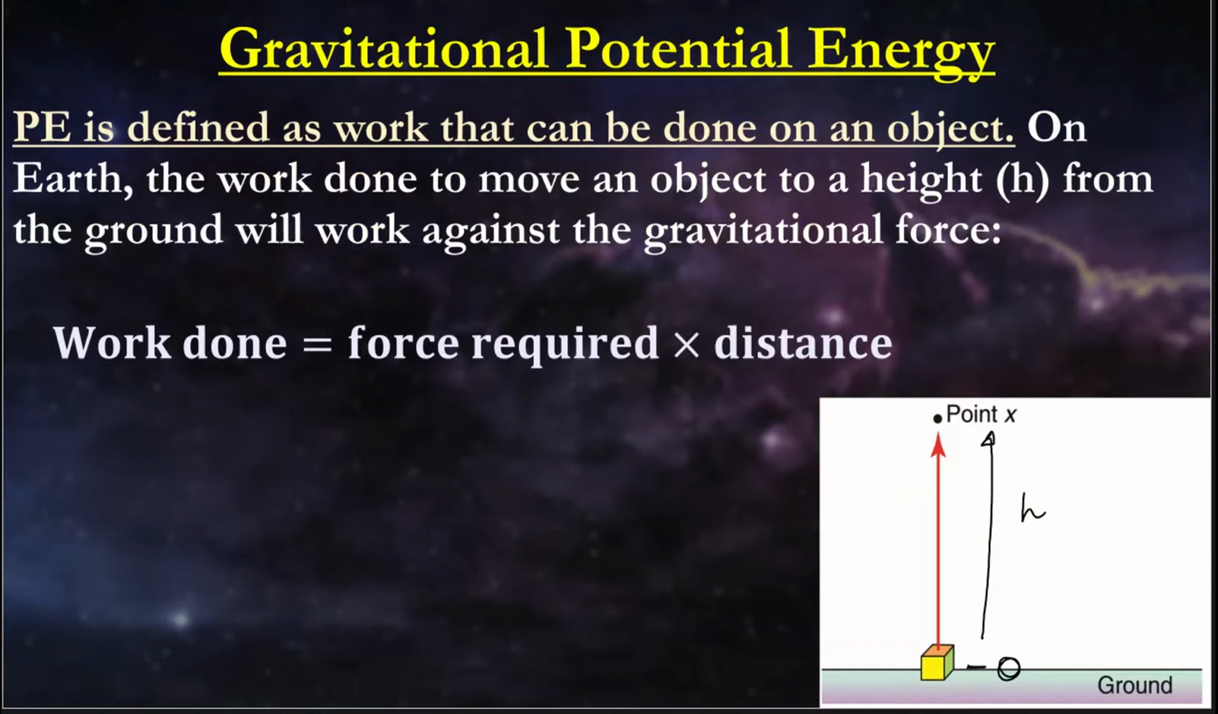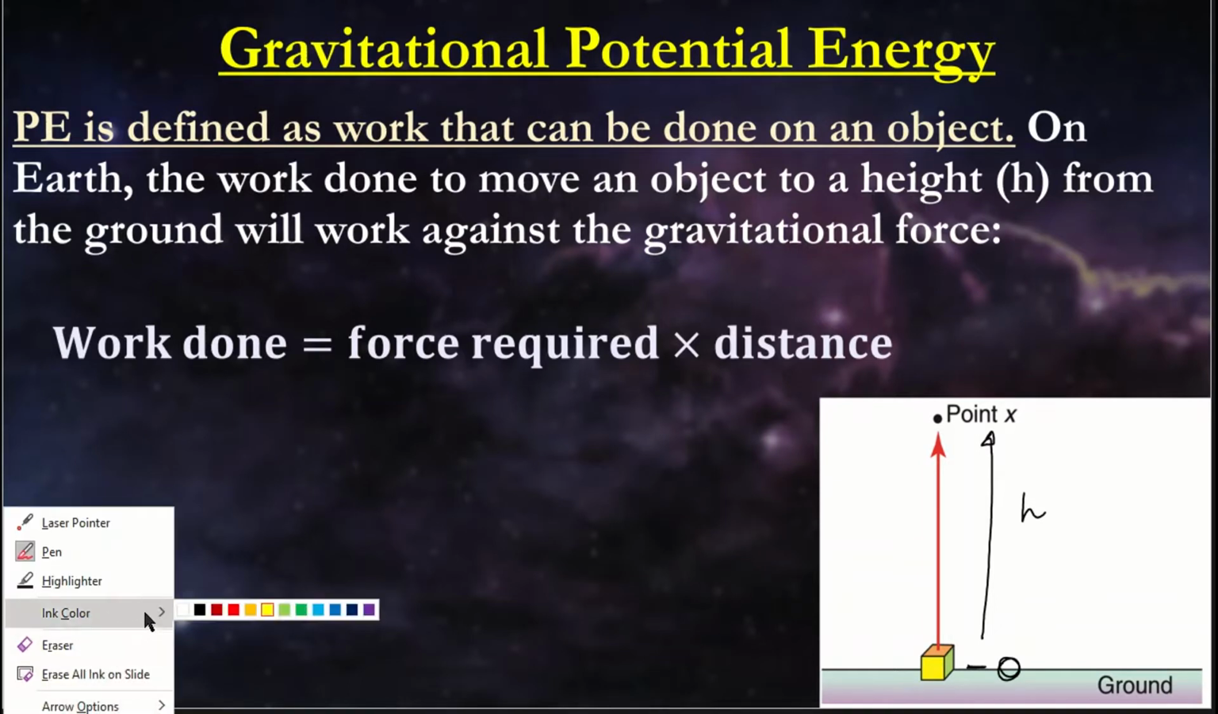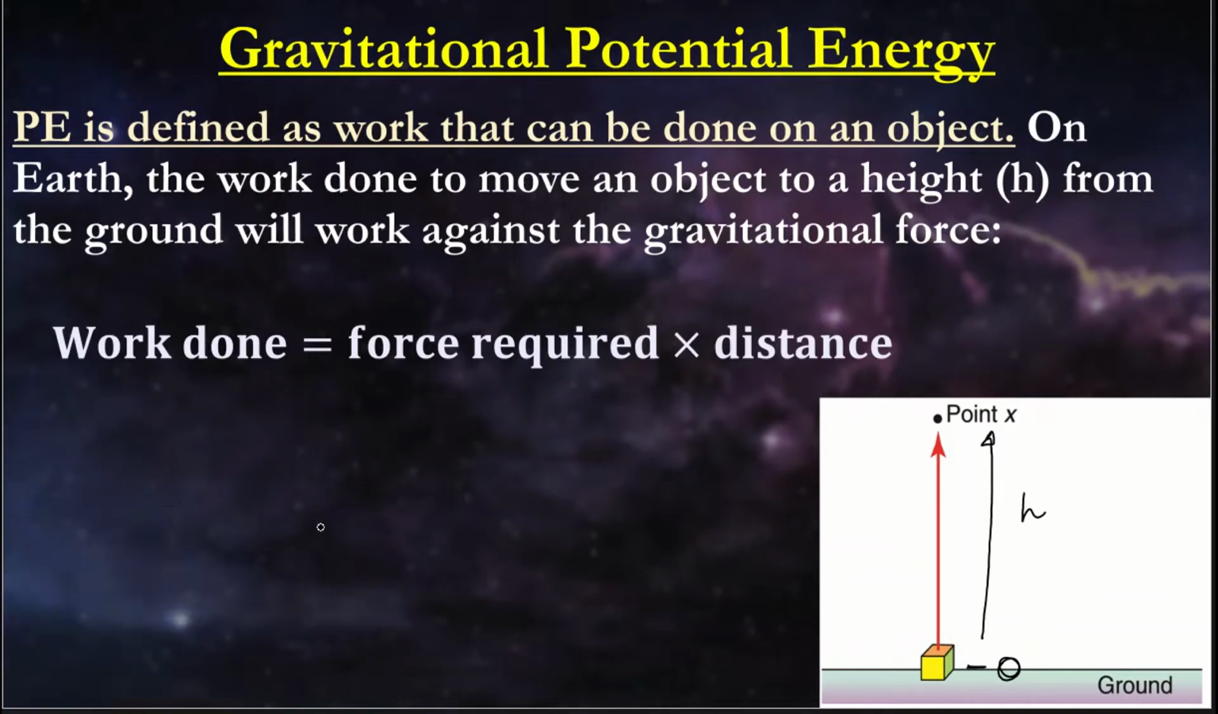Firstly, we need to define what potential energy is. If we use the context of gravitational potential, it is defined as the work that can be done on an object due to a gravitational force. If we look at how this is considered in this diagram here, our object starts at a 0 point. So this is at a height 0. This is the reference point we're starting off with. We're saying the object is going to be pushed up or pulled up to a height h.